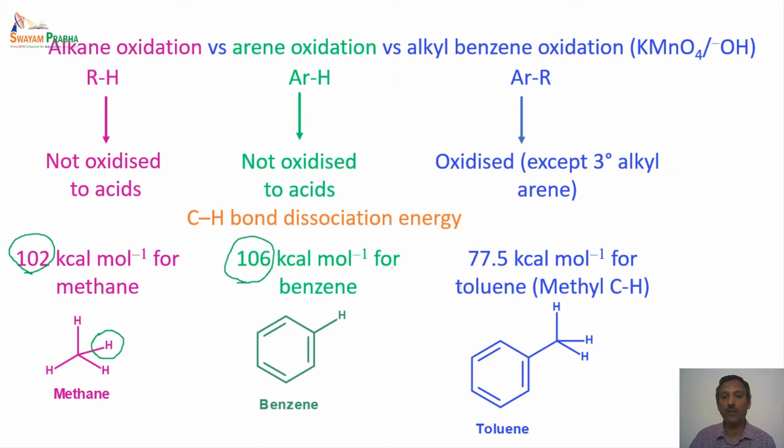But when we talk about alkyl benzene, they have a bond energy which is around 77 or 78, which is much lower than the corresponding alkane or arene CH bond energies. So the toluene methyl group, especially, we have taken the example of toluene methyl here. This CH bond can be broken in the initial step for the benzylic oxidation. That is the reason alkyl benzenes can undergo oxidation under slightly basic KMnO4 conditions.